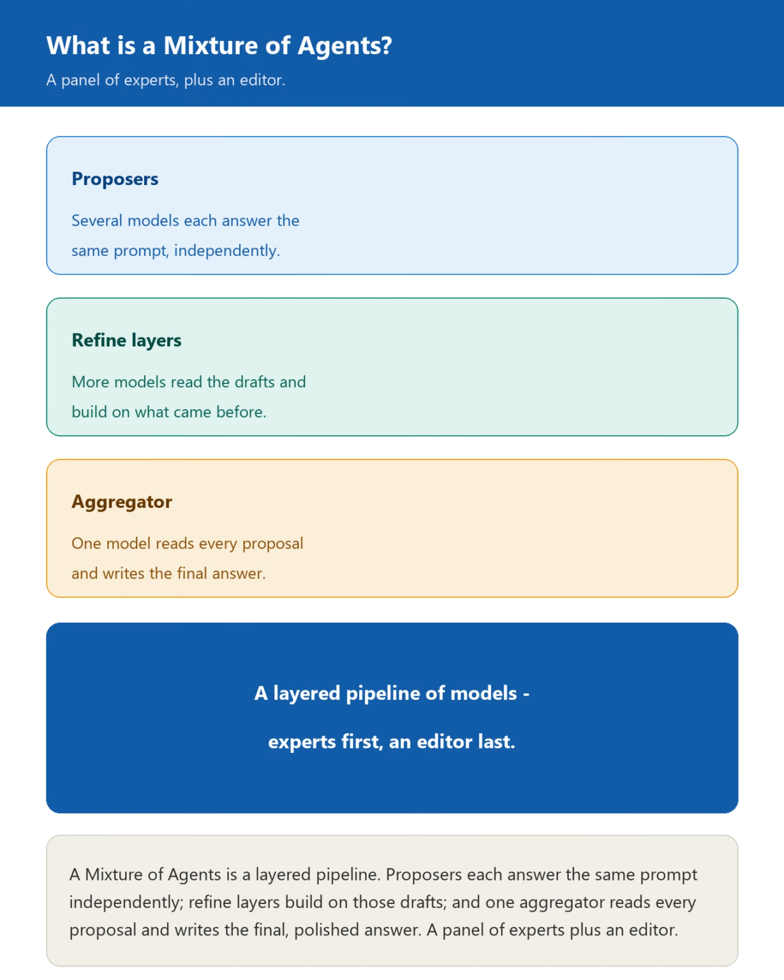So what exactly is a mixture of agents? It is a layered pipeline of models. In the first layer, several models, called proposers, each independently answer the same prompt. Their draft answers are then passed to the next layer, where more models refine and build on what came before. Finally, one model, called the aggregator, reads all the proposals and writes a single, polished answer. Think of it as a panel of experts plus an editor.